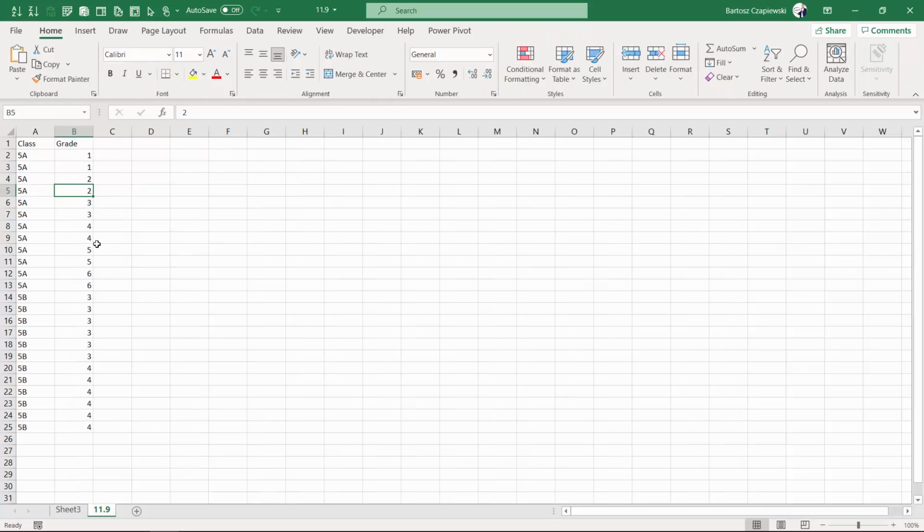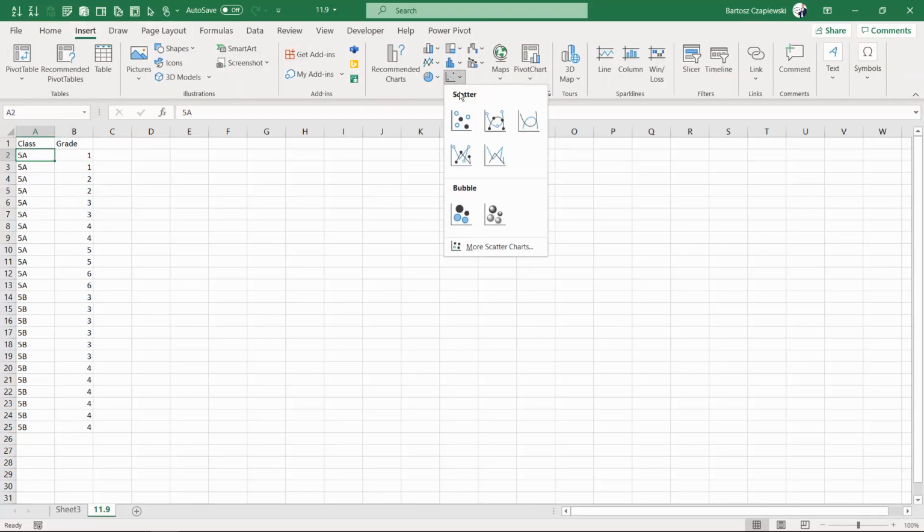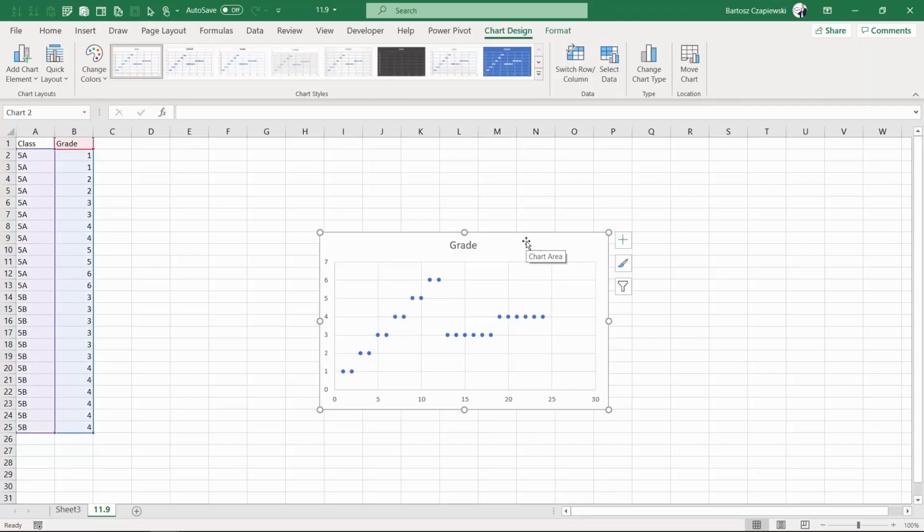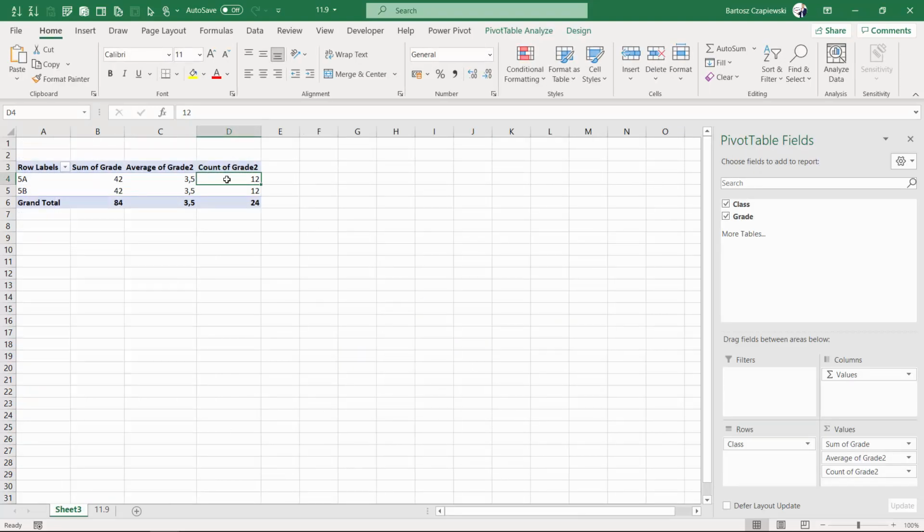Let's have a look at the data once again to see what's happening inside the data. I will try to quickly visualize two classes. The first one has more variability in the data, ranging with the grades from 1 until 6. The second class has only 3 and 4, so the variability is much lower. And this is the conclusion we want to get from the pivot table analysis.